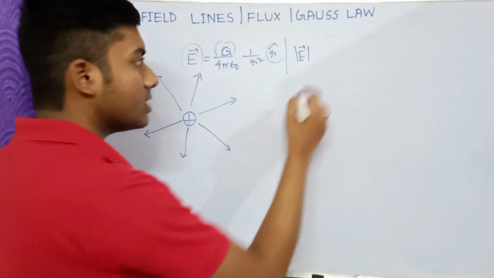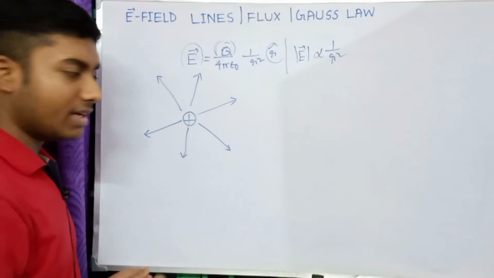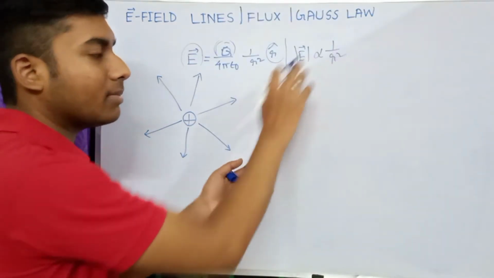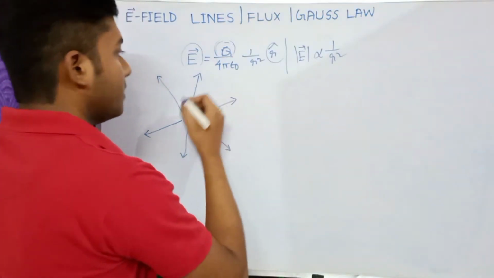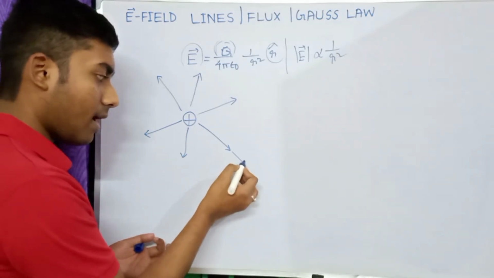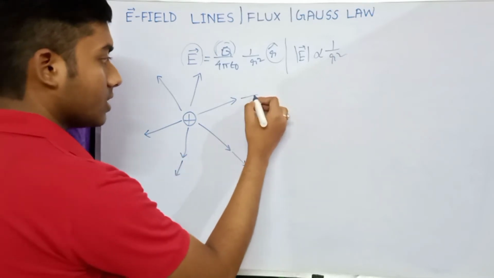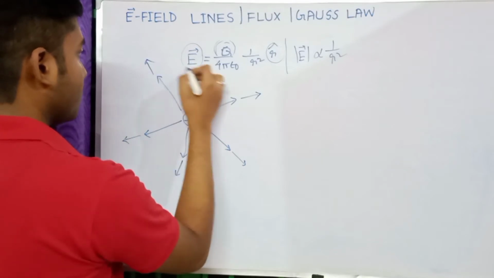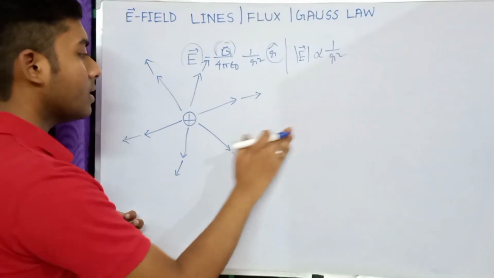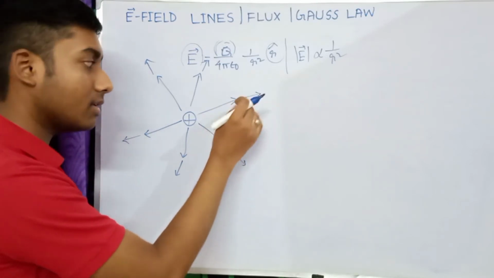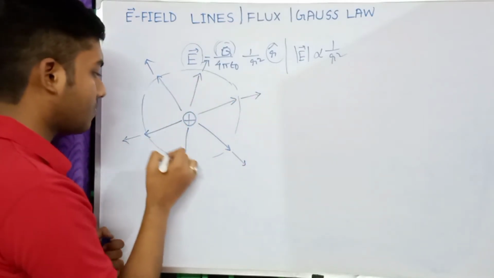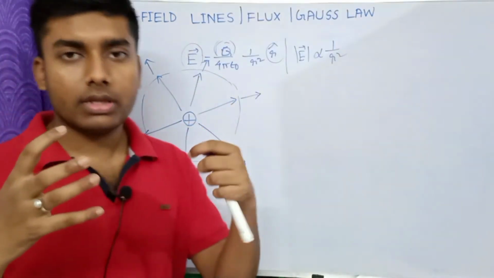Okay, now one more thing: from this equation you can understand that the electric field intensity, I am taking only the magnitude, is directly proportional to 1 by r square. That is, as we move away from this charge, the electric field decreases with 1 by the distance square. So I can draw the electric field lines for some far region from this charge like this, with some small vectors. Why small vectors? Because in vector form, the length of the vector represents its magnitude and the arrow represents its direction.